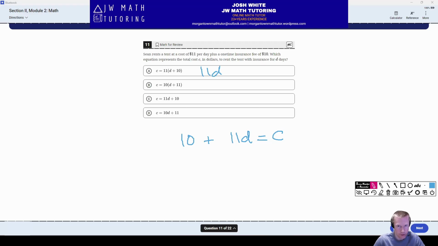So which equation does this match? The first one is equivalent to 11D plus 110 if you multiply it out. That is not correct. Second one is 10D plus, looks like the same thing, 110. That is not correct. 11D plus 10 equals C is correct. Even though the terms are switched, that's fine because addition is commutative. So C is the correct answer. And then D, notice again, it has the wrong number in front of D and the wrong, basically, y-intercept.